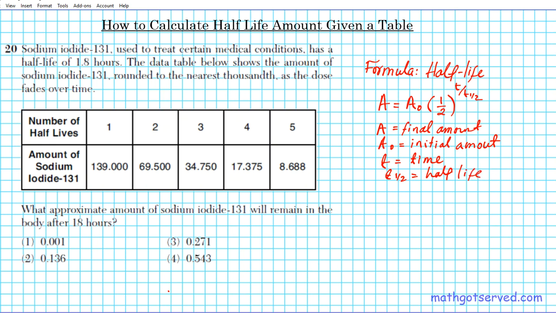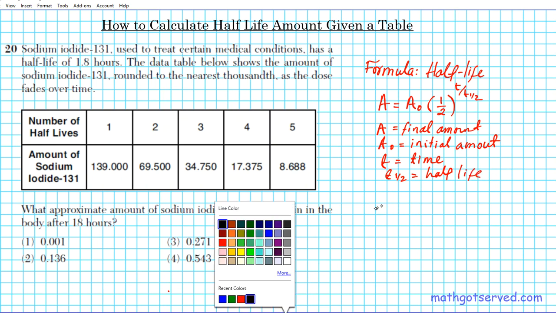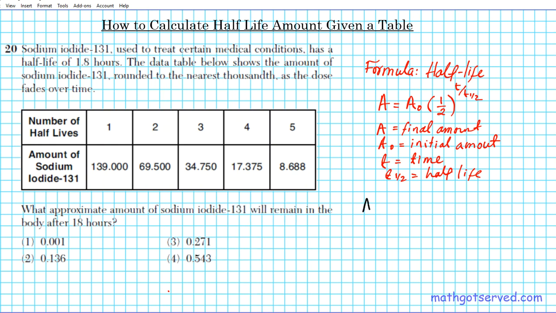In this particular problem, we need to start by finding what A sub 0 is. A sub 0 is the initial amount. But if you look at this table, it tells us the amount after the first half-life. After the first half-life, there's 139. After the first halving. So can you figure out what the initial amount is?